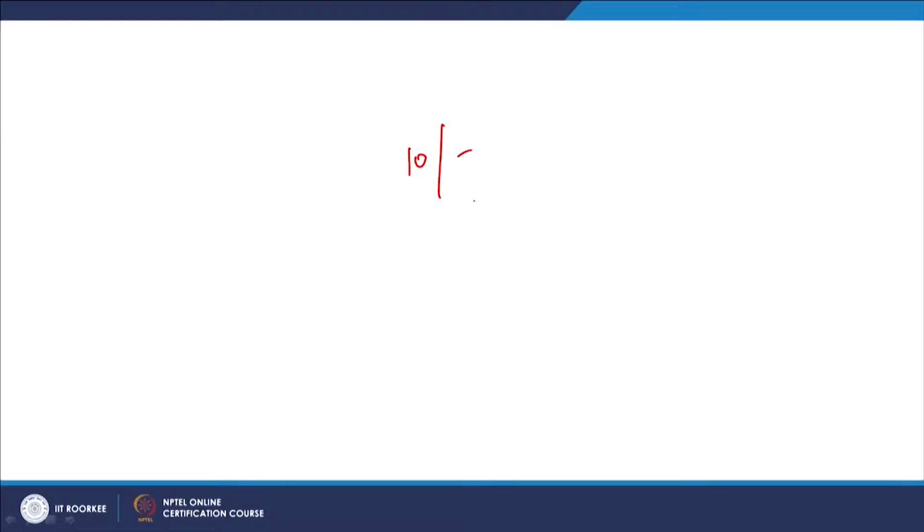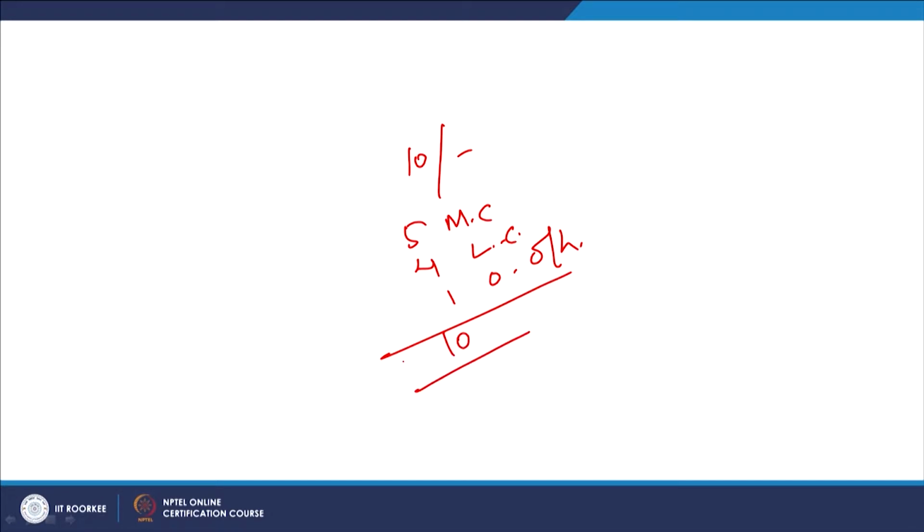So, if we had estimated that for manufacturing 1 unit of the product, say, the total cost of the production would be 10 rupees. Out of this 5 rupees is the material cost, 4 rupees is the labor cost, and 1 rupee is the other overheads cost, right. Now, this makes the total 10 rupees.